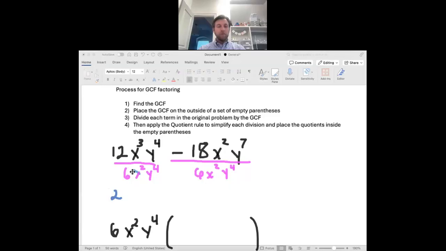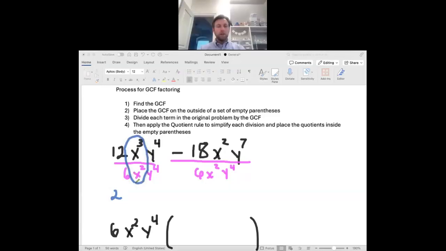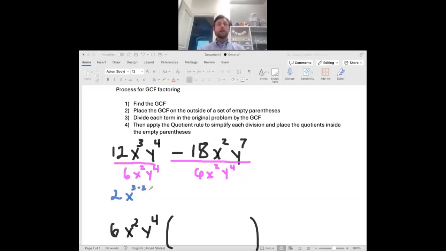Okay, how about the x to the third over x squared? Do you subtract? You do. Subtract 2 from 3, so x to the 3 minus 2 power. We're applying the quotient rule. What do we do with the y's here?